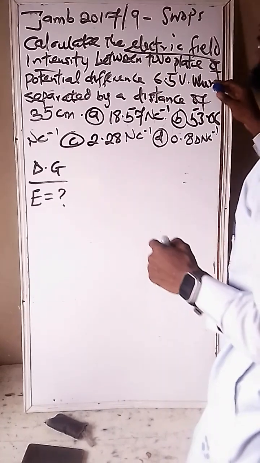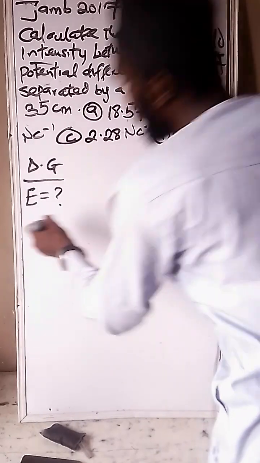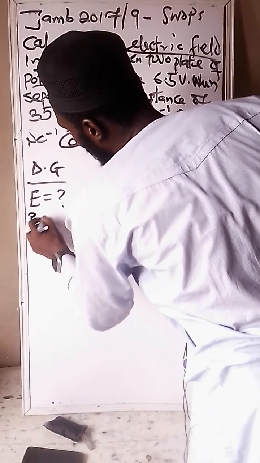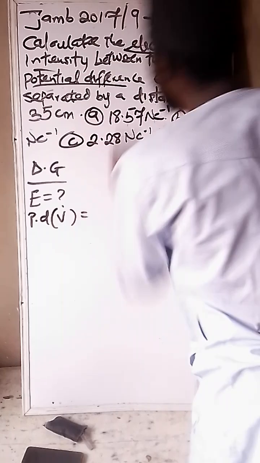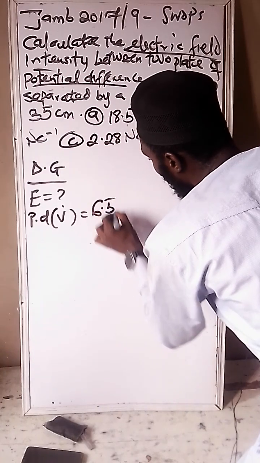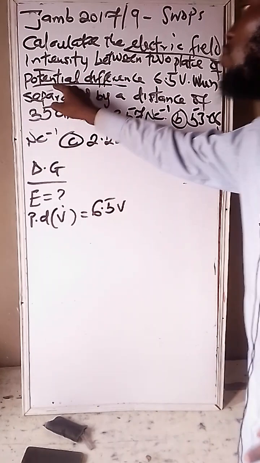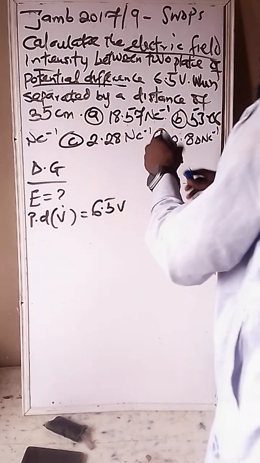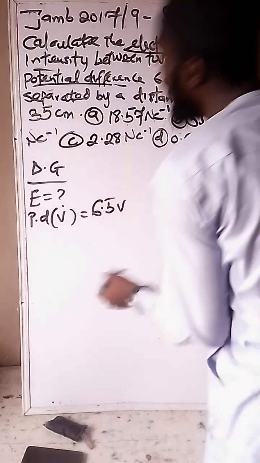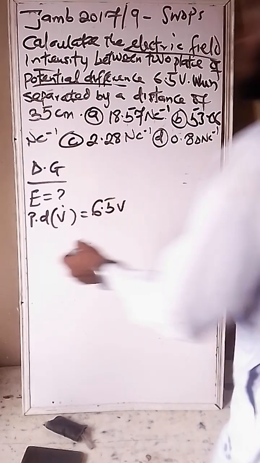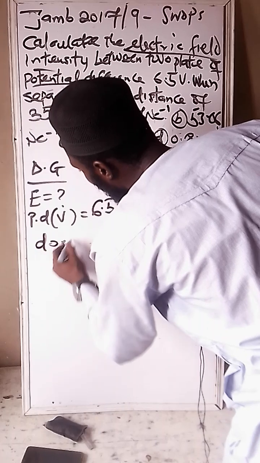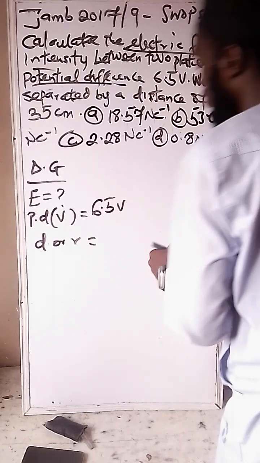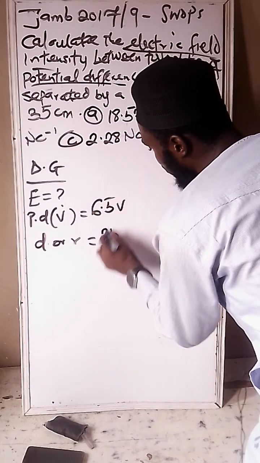Between two plates of potential difference. What is potential difference? I told you, potential difference can be PD, and the symbol is V. We are given 6.5 volts. Even if they didn't mention the name, check the sign, volt. When separated by a distance, you can either use D or R. We are given 35 centimeter.